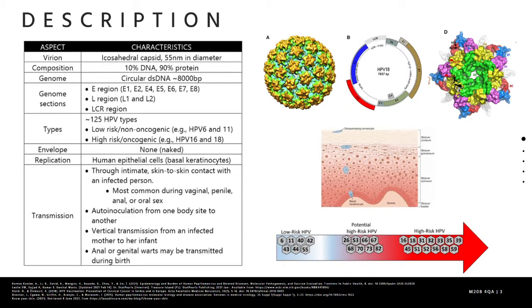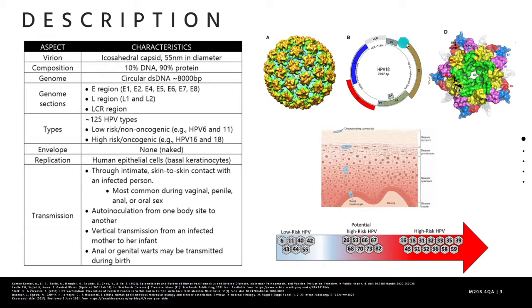HPV belongs to the family Papillomaviridae, and they are so named because some subtypes cause papillomas. It has an icosahedral capsid and has a circular, double-stranded DNA with about 8,000 base pairs. This is a structural representation of HPV-18 and its viral genome. And the genome can be divided into three sections.